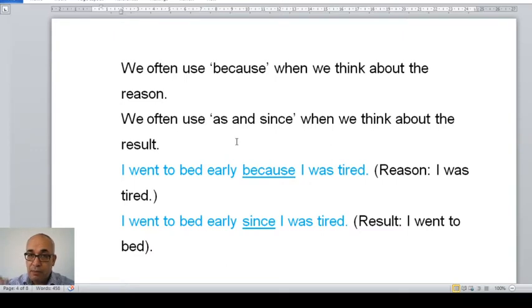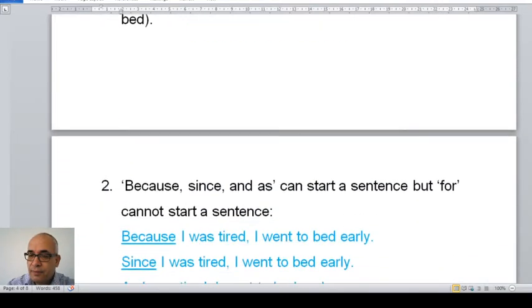But as I said, because and since are coordinating conjunctions and they have the same meaning. But if I think about the reason, I use what? Because. If I think about the result, yes, I use since.